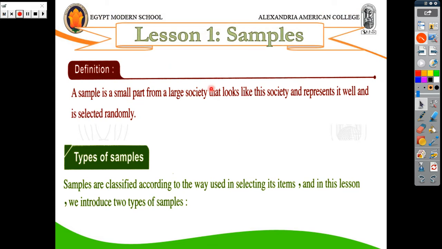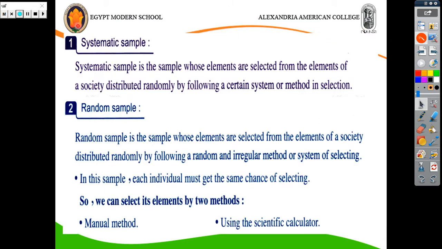What's the meaning of samples? A sample is a part from a society. Okay? A sample is a part from anything. Now we have types of samples. We have two types here. The first type is the systematic sample. The second type is the random sample.